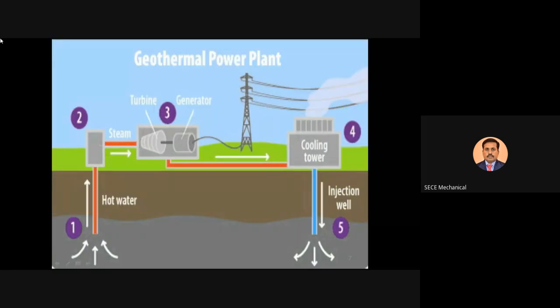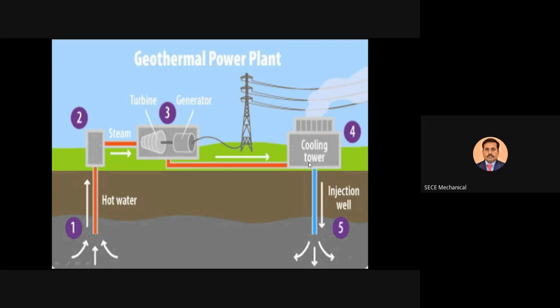So here you can see the geothermal power plant. The first one is the rock area. Inside the rock area, you have a hot zone. The hot earth zone is present. What about the second one? The second one is the steam generator, and the third one is the turbine and power generation unit, that is the generator. And the fourth one is cooling water.